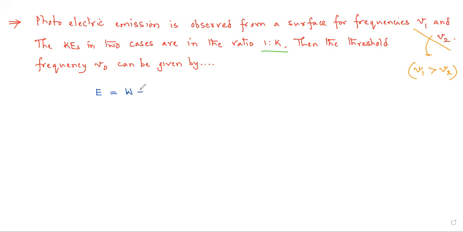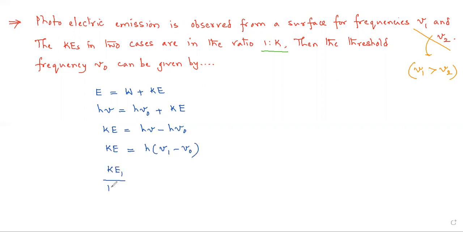Same old. E is equal to W plus K. H nu is equal to H nu naught plus K. Now let us write expression for K. H nu minus H nu naught. Kinetic energy in the first case. Okay, let me write one more step. After that, we'll go for two different cases. Even this also is written many a time. Kinetic energy in the first case by kinetic energy in the second case. I'm sorry, here it has to be just nu. But now I can take it as nu1 because I have taken it for the first. Then in the second case, it can be written as nu2 minus nu naught. So, okay, just cancel out h.